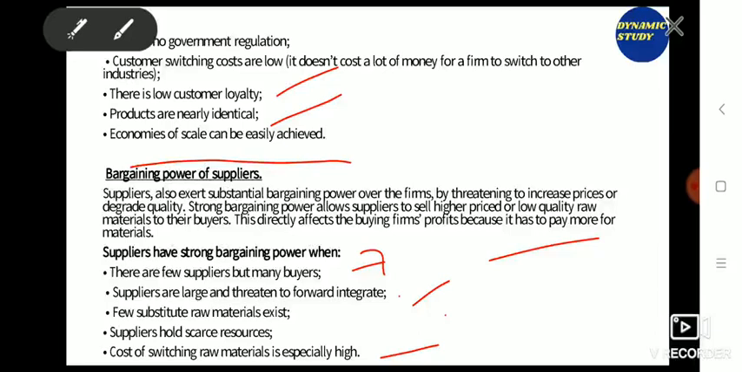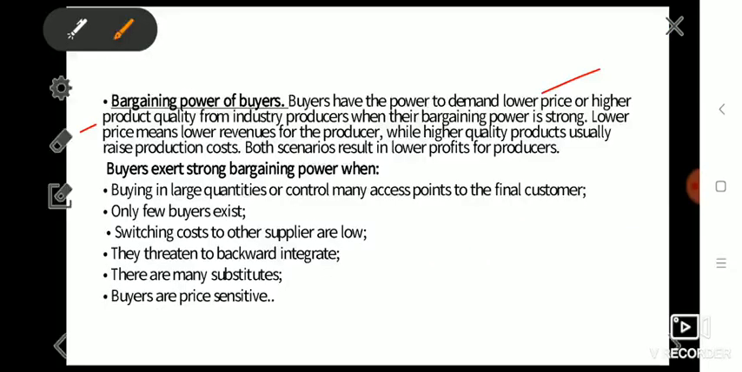With suppliers, we have learned that if the bargaining power is with the suppliers, then there is a high chance that the suppliers can increase the price of the product, and they can degrade the quality when they are supplying the goods to the customers, or the final consumers. But in the case of the bargaining power of buyers, the buyers can demand low priced products with higher quality, okay, from the industry producers when the bargaining power of the customer is high.